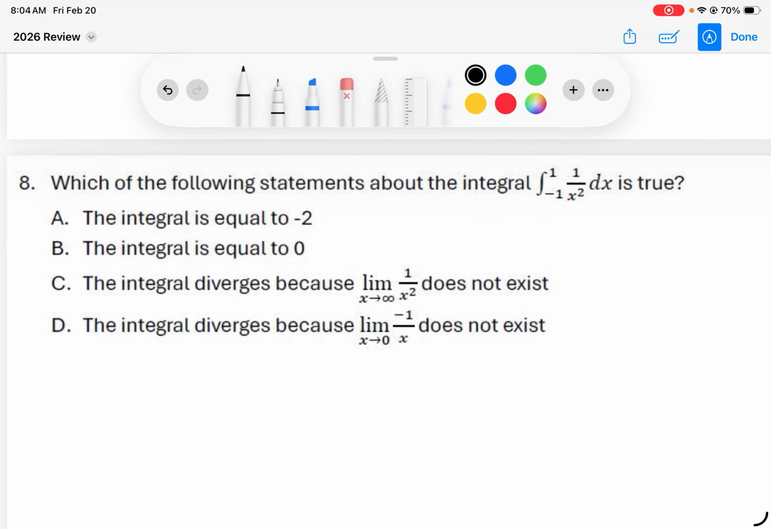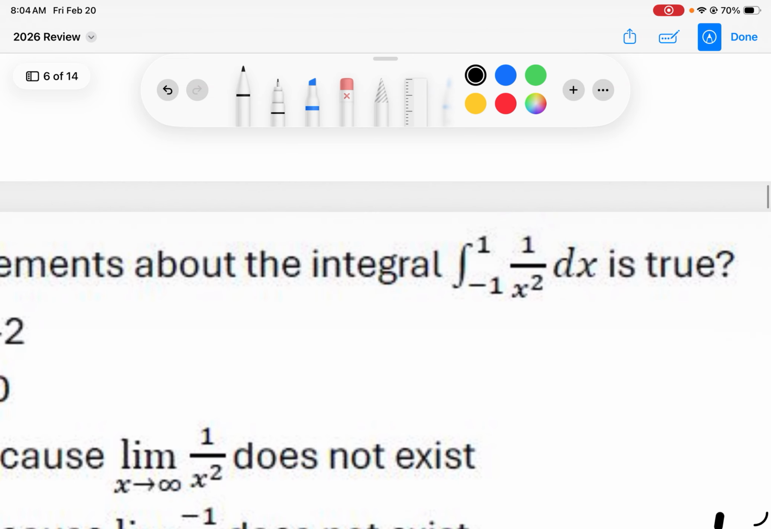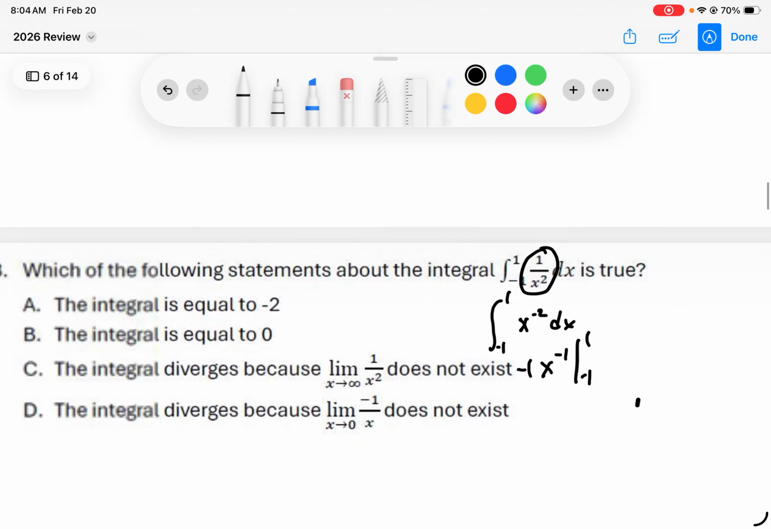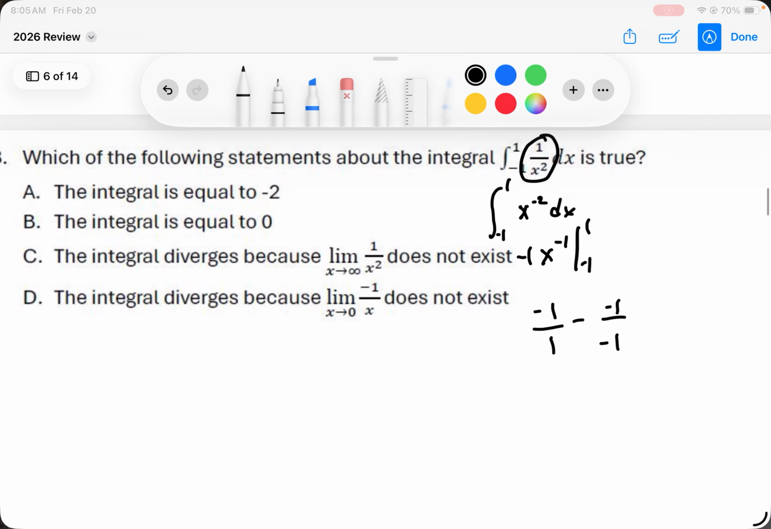Okay, well, it looks pretty basic, just looking at it on the surface level. Rewrite this with exponent negative 2. There are your limits of integration. Add 1 to the exponent. Multiply by the reciprocal. Plug in negative 1. Plug in 1. And if you're not being super careful, it's negative 1 over 1 minus negative 1 over negative 1. Oh gosh, that's a lot of negatives. I'm going to confuse myself. This is probably going to be wrong, but you get the idea. So it's negative 1 minus 1, so negative 2. People pick A. That's going to be wrong.